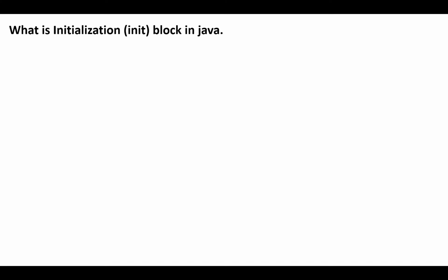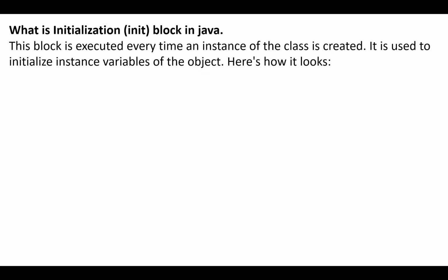Learn about what is an initialization block and what is a static block in Java. This block is executed every time an instance of the class is created and every time the constructor is called. It is used to initialize instance variables of an object. Here is how it looks.